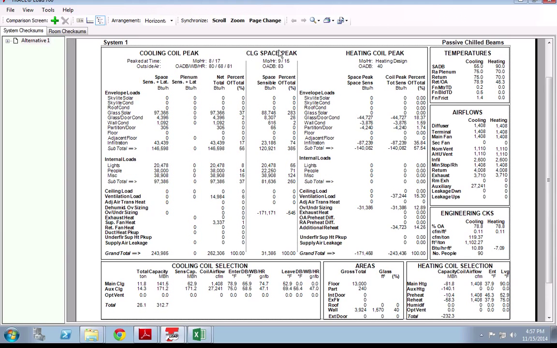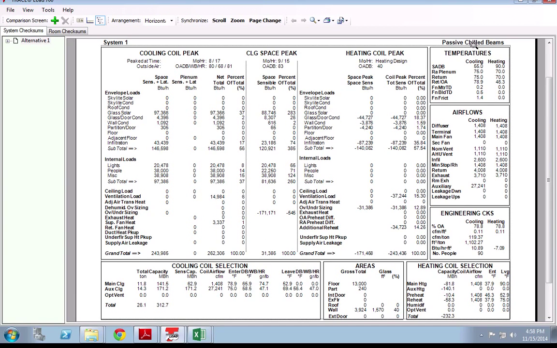So let's start with the cooling space peak. This is the peak inside a room or inside the entire building when the internal loads are hitting their highest amount. At the top, this is occurring on the 9th month at the 15th hour, and the coincident dry bulb at that hour was 83 degrees. We can see the breakdown of the envelope loads in BTUs, and then we can see the breakdown of the internal loads. You'll notice down here that there is no infiltration at this hour or ventilation.